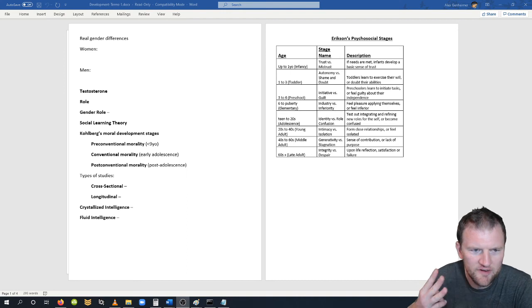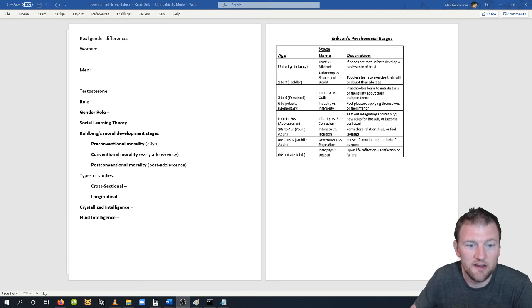Kohlberg came up with three stages of moral development: pre-conventional, conventional, and post-conventional. And it's three reasons why you may or may not follow the rules. Pre-conventional morality says you will follow the rules because if you don't, there are consequences. If you don't do what mommy says, you might not get dessert, or you might get spanked, or you might go to timeout.